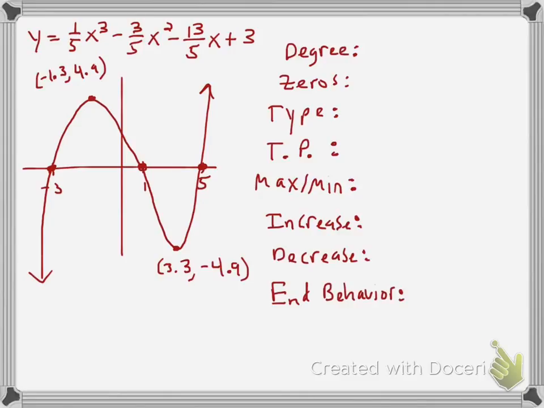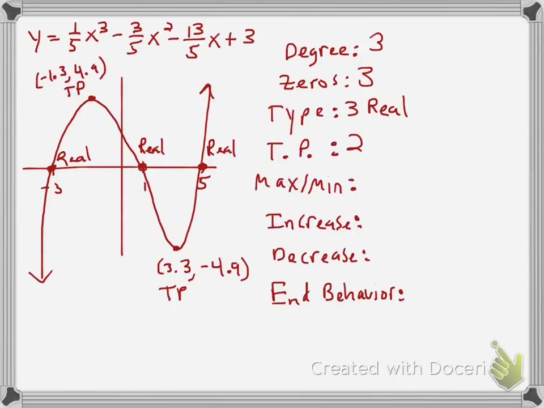All right, so with this, once again, you're going to look for your degree. It's a degree of 3, which means we should have 3 zeros. Now, if you can look, you see that we have 3 x-intercepts. We have 3 real zeros. Now, turning points, here's a TP, and there's a TP. We have 2 of them.